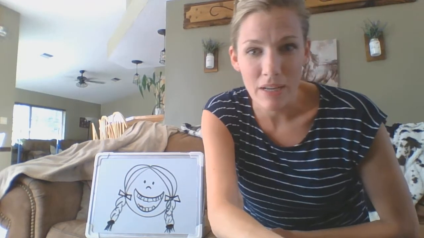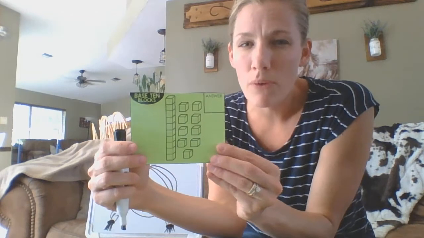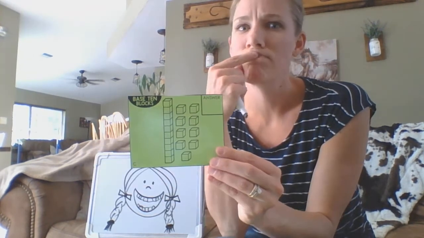Okay, here we go. Next one. Ooh, that's a tricky one. Okay, I want you to count out loud with me. Here we go. 10, 11, 12, 13, 14, 15, 16, 17, 18, 19. You got it. So how would we write a 19?